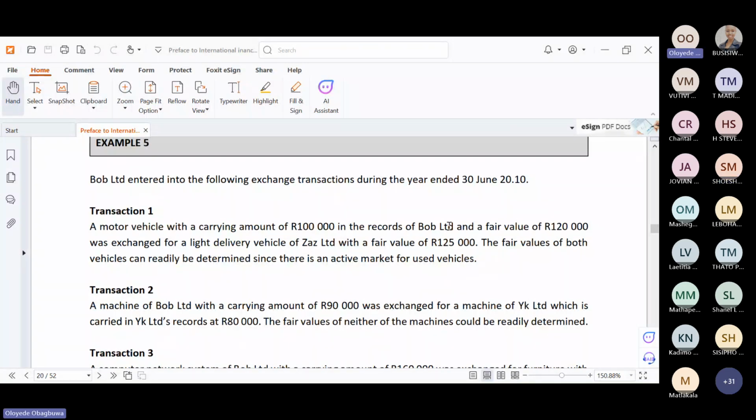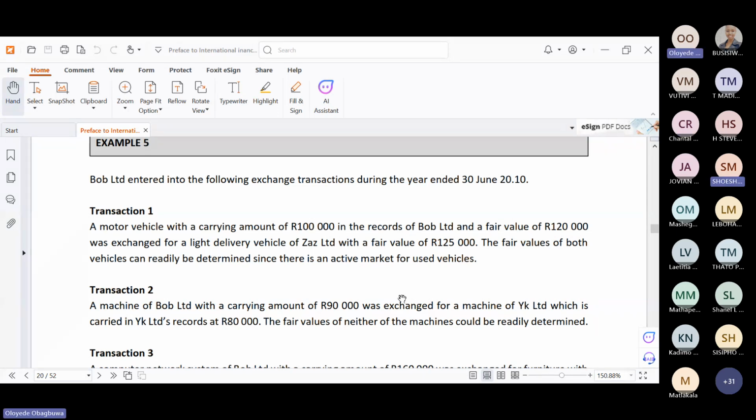Yes, Bob, it is clear. He is giving up a motor vehicle which has a fair value of 120,000. But the standard says if we cannot determine the fair value, or if the exchange lacks commercial substance, it means Bob will determine the value of the vehicle that he is collecting using the carrying amount of 100,000. Is that clear now? It makes sense to me now.